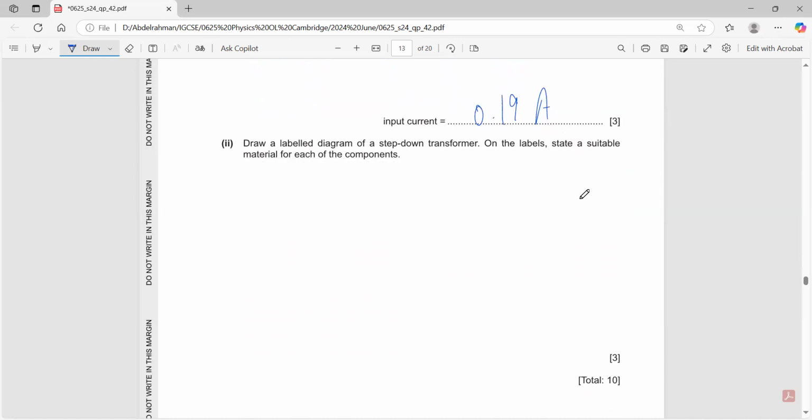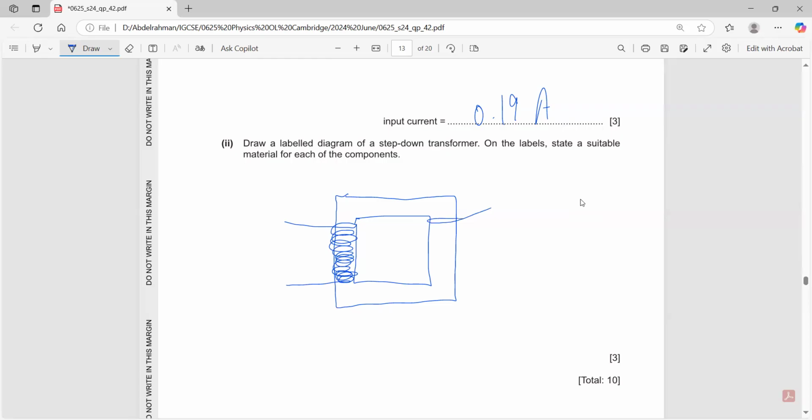Draw a labeled diagram of a step-down transformer. Okay, so you have the iron core in the middle. On the left-hand side, if this is a step-down transformer, you have more coils on the left-hand side, right? You have to draw a lot more turns on the primary coil and much fewer turns on the secondary coil. This is called an iron core.